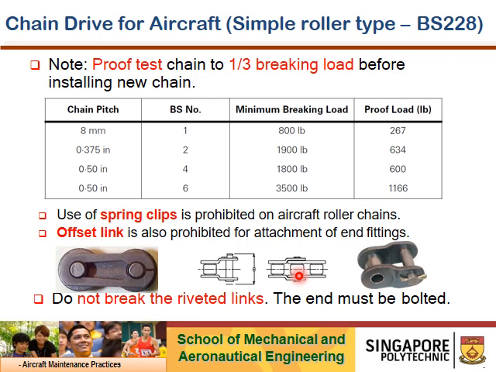All right. So for aviation standard, it's either riveted links or the endpoint must be bolted. So what we end users do is we do not modify or change any chain setting from the manufacturer. What we do is remove any damaged chain and install the original chain supplied by the manufacturer as it is, as per the maintenance requirement. All right, so let's move on.